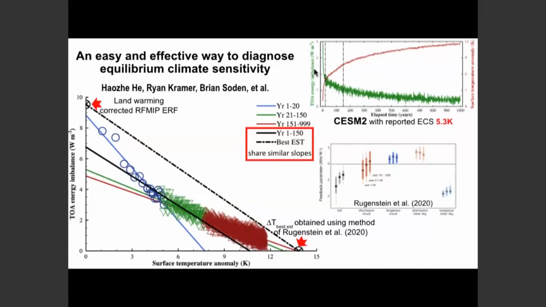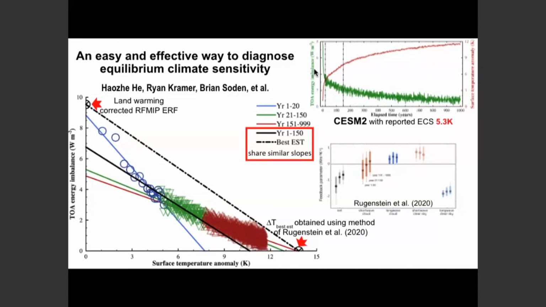And the interesting thing is these two share similar slopes. So the reason for the underestimate of ECS from the Gregory method really is due to the underestimate of EIF. As the EIF from the first 20 years is close to the most accurate EIF estimation, this led to a thought on the true ECS calculation.